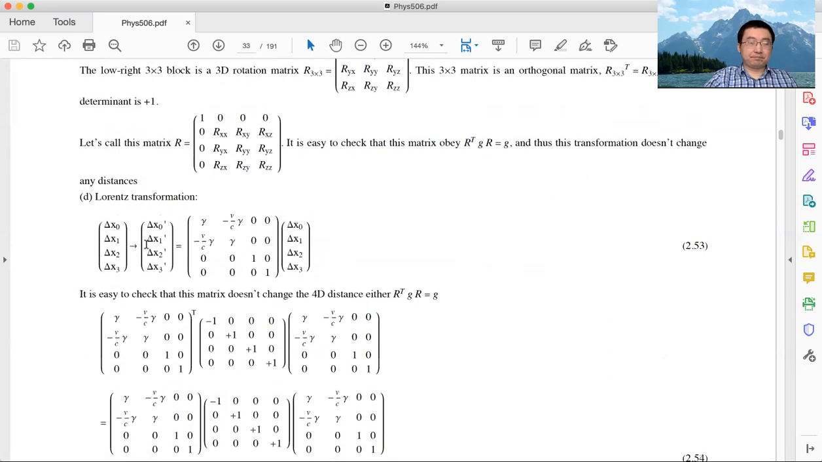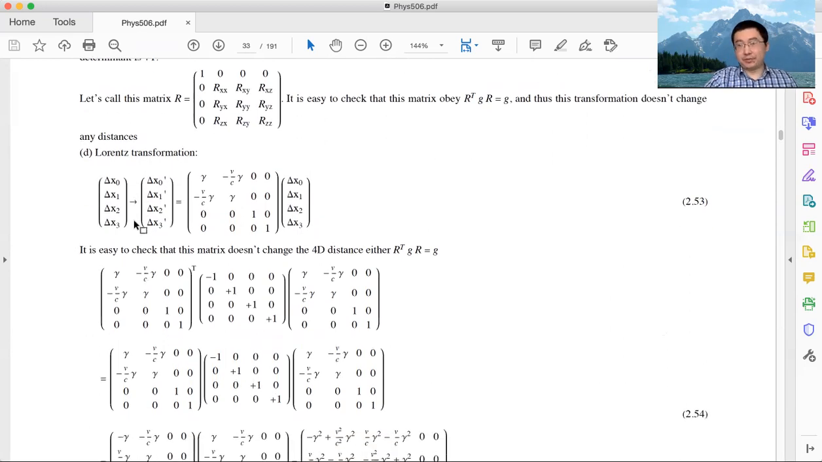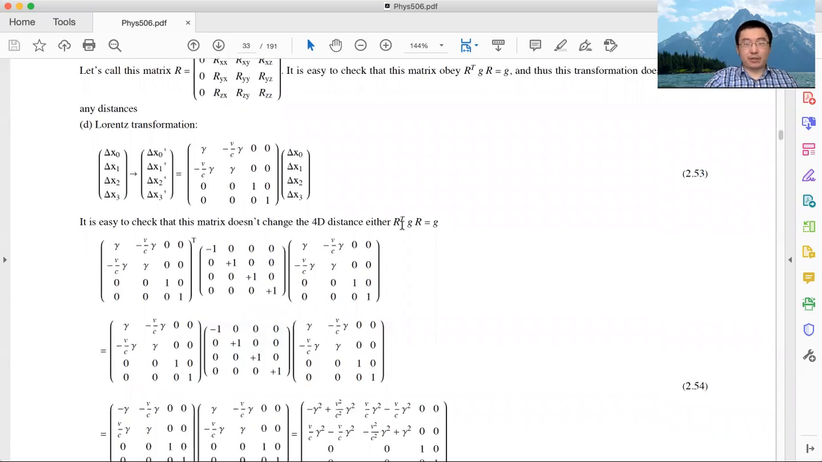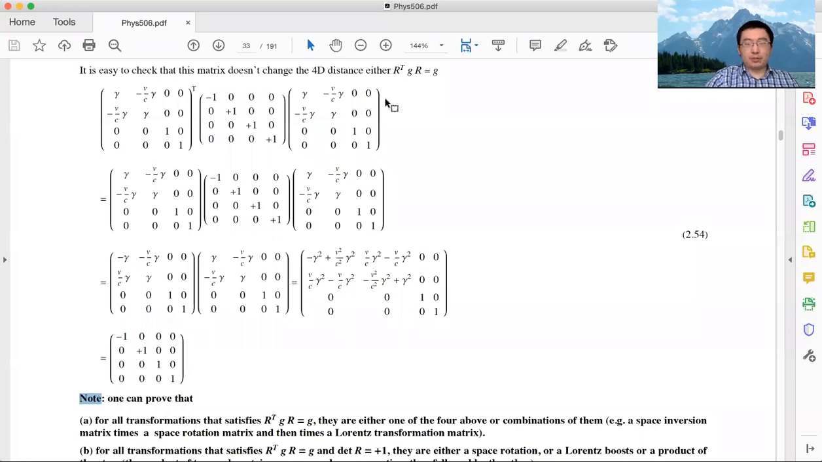The last one is the Lorentz transformation, the Lorentz boost. For the Lorentz boost, the transformation matrix is like this, as we showed earlier. Sorry, this should not be called R. This should be called L for Lorentz boost. Sorry, I used the same notation. Anyway, if we call this matrix R, then it's easy to check that R transpose G R equals G. G doesn't change under this Lorentz boost. So here is a detailed proof of this relation.